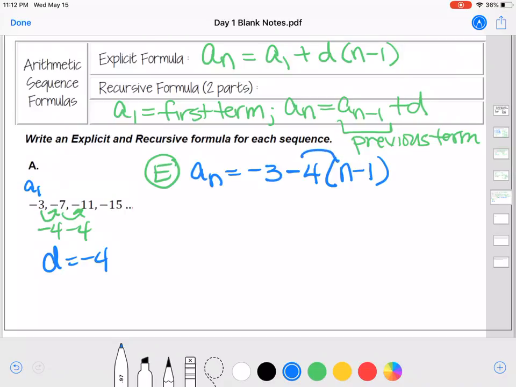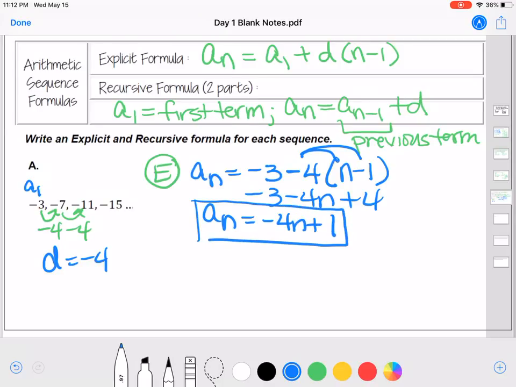So I'm probably going to want to clean this up and distribute. So -3 minus 4n plus 4. Add my like terms. So a sub n is going to end up to be -4n plus 1. So this formula now I could use to find anything. Like the 100th term, I would do a sub 100, and so on.